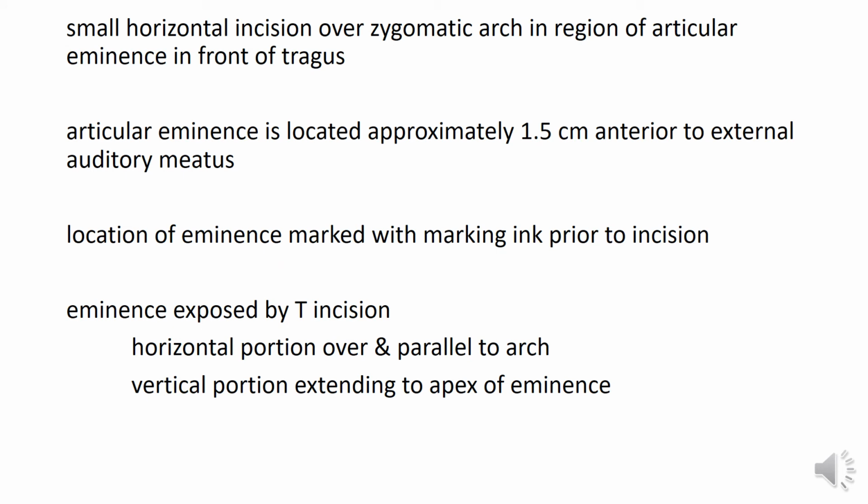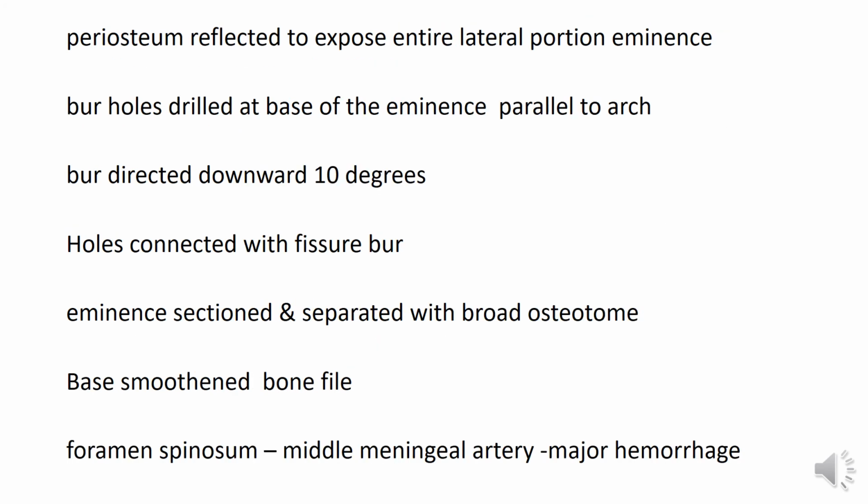A small horizontal incision over the zygomatic arch, in the region of the articular eminence in front of the tragus, is placed. The articular eminence is located approximately 1.5 cm anterior to the external auditory meatus. The location of the eminence is marked with marking ink prior to the incision. The eminence is exposed by a T-shaped incision. The horizontal portion is placed over and parallel to the arch, and the vertical portion extends to the apex of the eminence.